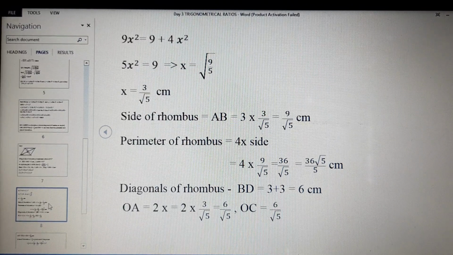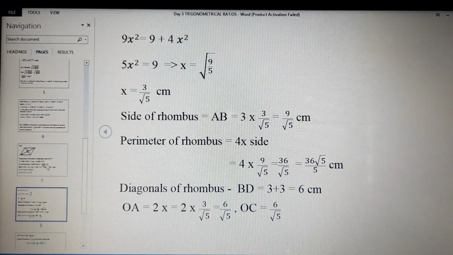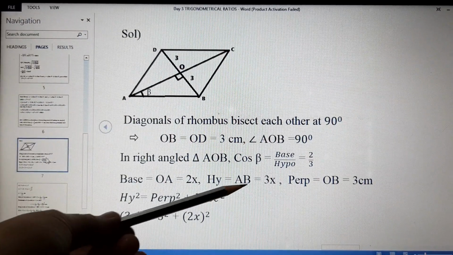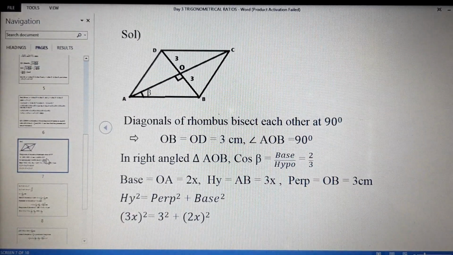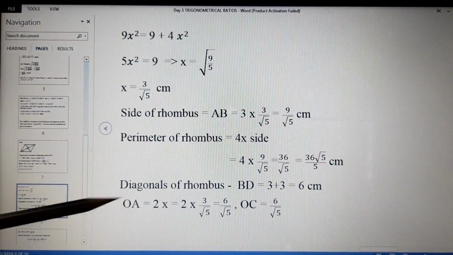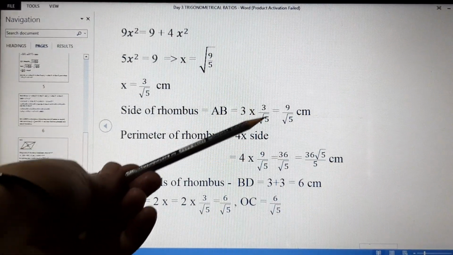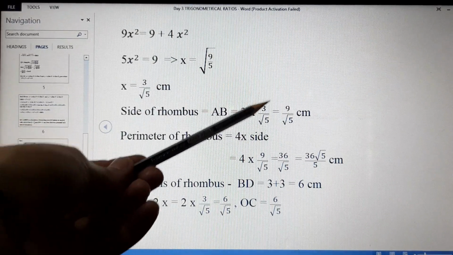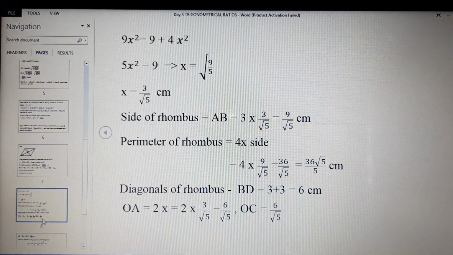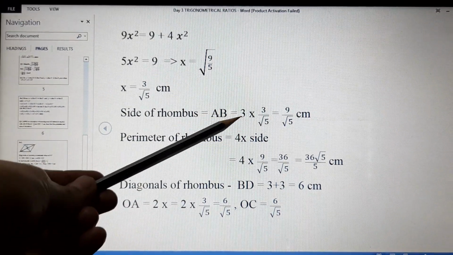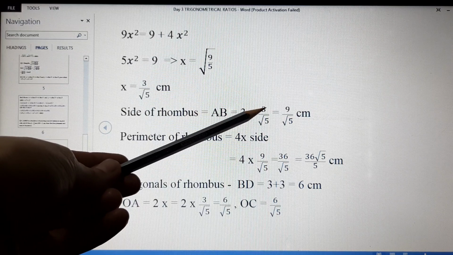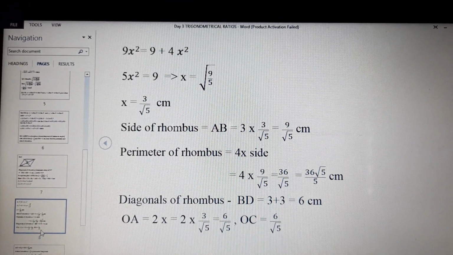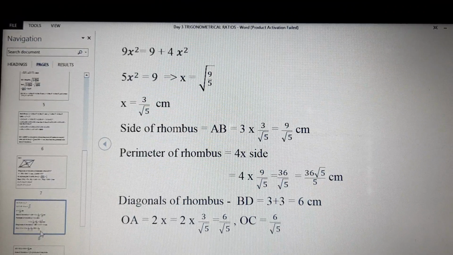So the side of the rhombus is actually AB. AB is the side of the rhombus and AB is equal to what? 3x. So we can substitute the value of x here. x is 3 upon root 5. 3 into 3 upon root 5. So in the numerator, 3 times 3 is 9 and 1 into root 5 is root 5. Side of rhombus is 9 upon under root 5 centimeter.